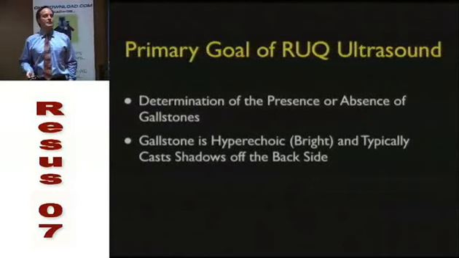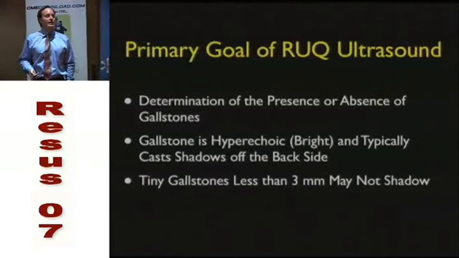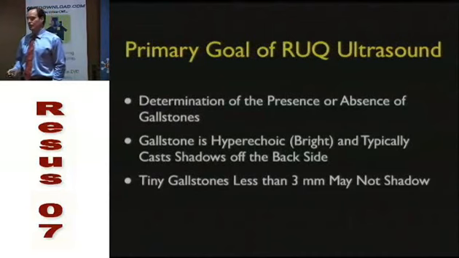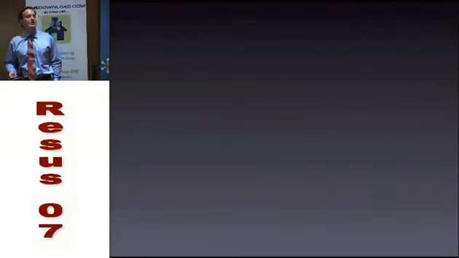So what are the primary goals of what we're doing? Really, you're looking for gallstones. And just remember, gallstones are bright. They cast shadows off the back side. The only problem here is that very small gallstones, less than 3 millimeters, may not shadow. And typically, they're going to move when the patient moves, and they're dependent.